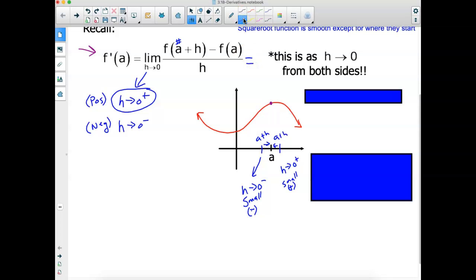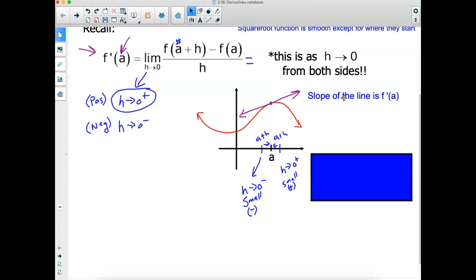Well, f prime of a, when this whole thing spits out, that gives me the derivative at a. That gives me the slope at a. The derivative is the slope of that line right there, okay? So the slope of that line is f prime of a, or the derivative at a. So what we're going to get through here today is, as I'm approaching from the right side and the left side, okay, is my derivative the same thing on both sides?